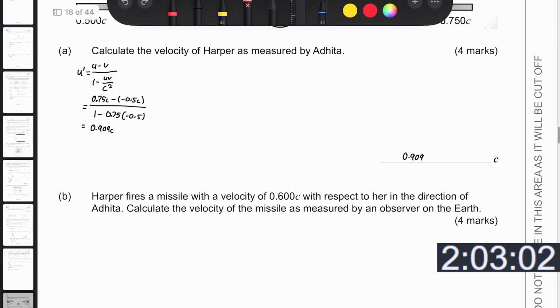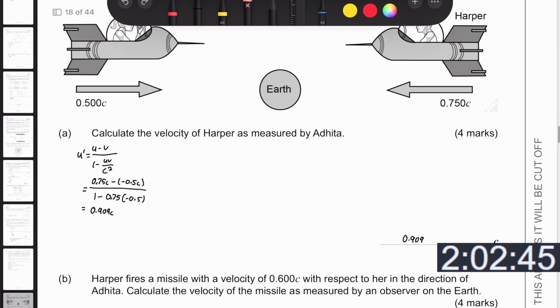Harper fires a missile with the velocity of 0.6 c with respect to her in the direction of Atar. Calculate the velocity of the missile as observed by an observer on Earth.